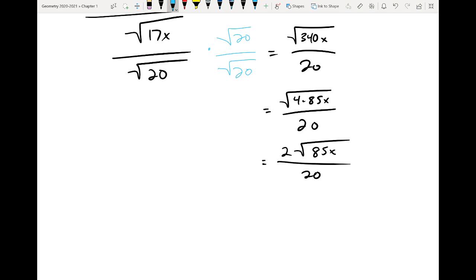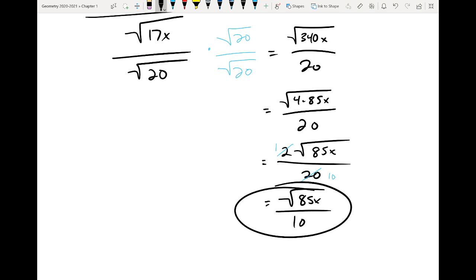Can I factor? But of course, look, right? This becomes a 1 and this becomes a 10. So our real answer here is rad 85x all divided by 10. It was never going to be rad 17x over rad 20.